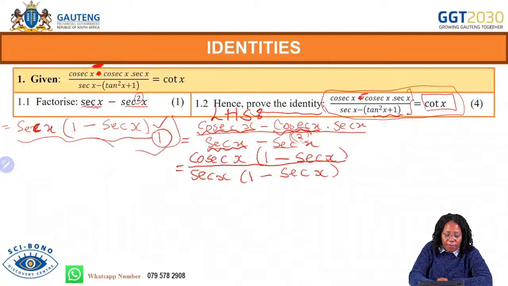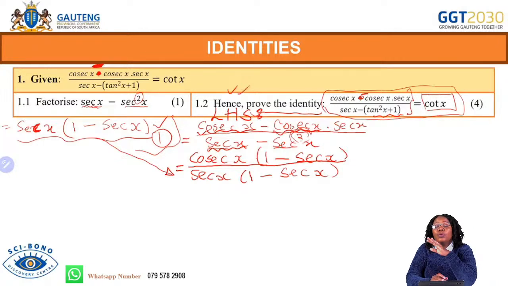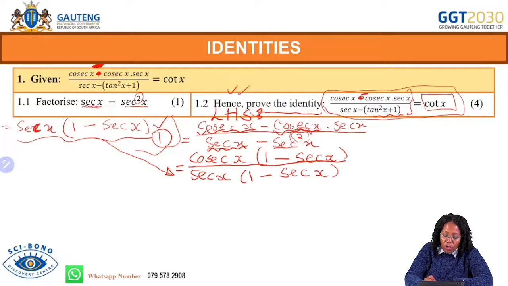Hence, they have asked you that question first. And as we have a hence indicated on 1.2, use. Hence means use, apply the previous answer to simplify this one. So now you can see that you have common brackets that you can cancel or divide. So we are left with only cosec x over the sec of x.